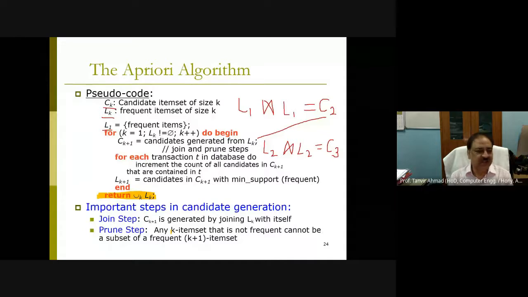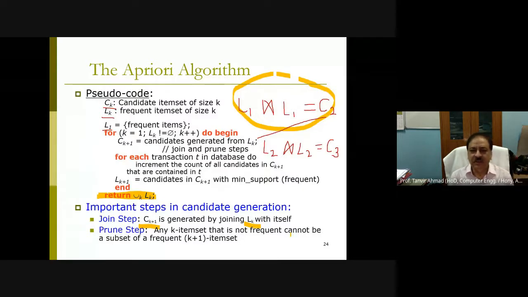The important step in candidate generation is the join step, when you are joining Lk with itself to generate C of k plus 1. This is what I tried to show you. This is the self join. And the prune step is the one where I am converting from C2 to L2. This is the prune step. That means any k-itemset that is not frequent cannot be a subset of a frequent k plus 1 itemset. So once I am converting from C2 to L2, I am pruning. Therefore, this is the join step, and this is the prune step.